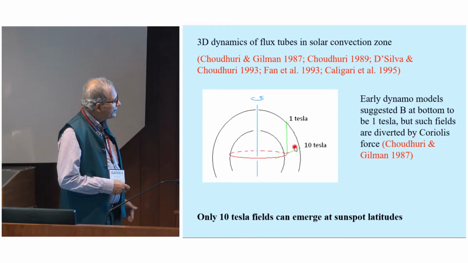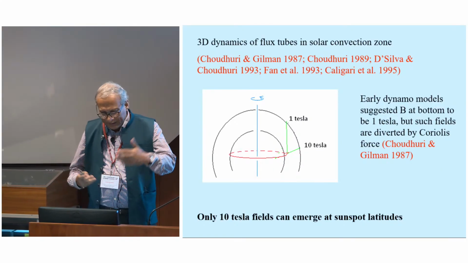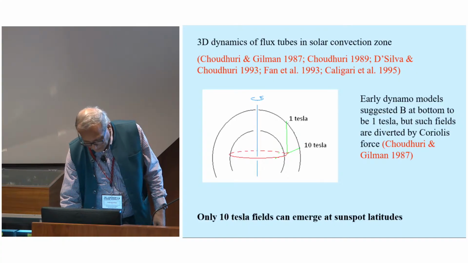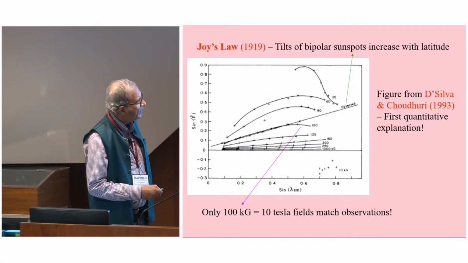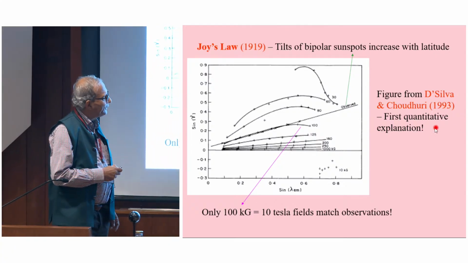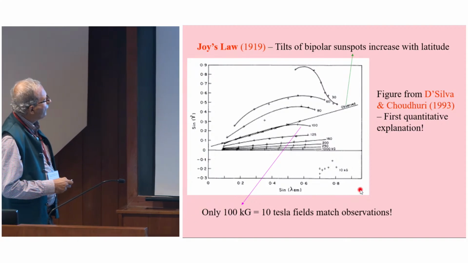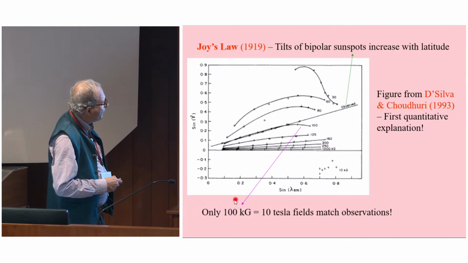I have also talked about the tilts of sunspot pairs, Joy's law. So one question is: when this part of the flux tube comes to the surface, do we see a tilt produced in it by Coriolis force? This question was studied by my first PhD student, Sidney De Silva. Here I show a figure from the De Silva and Chaudhuri paper.